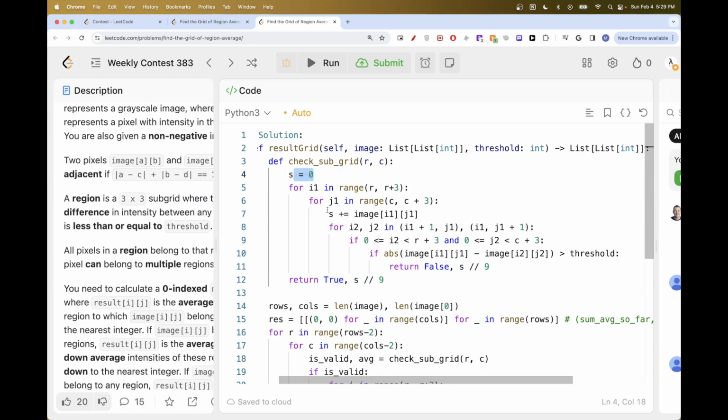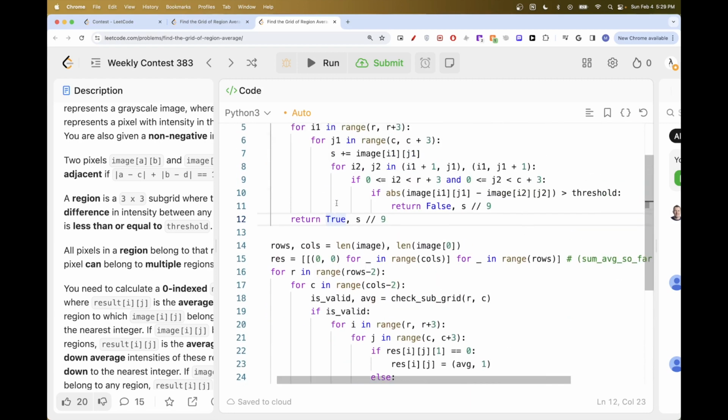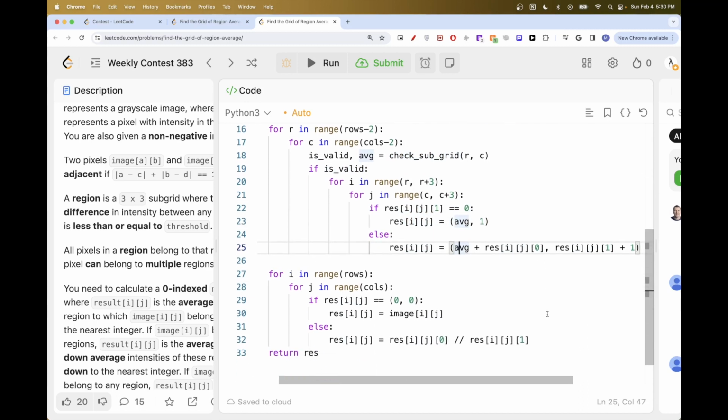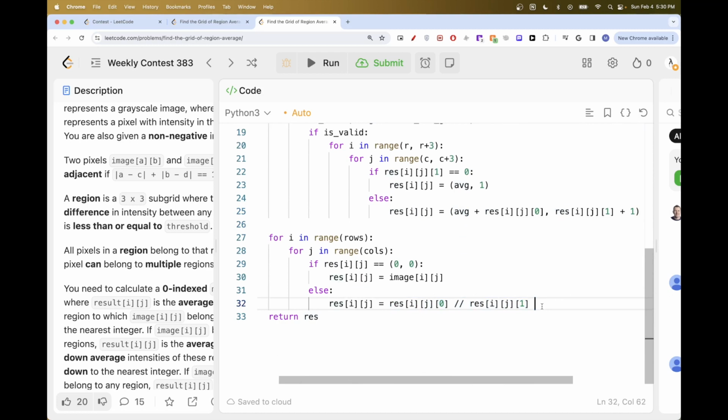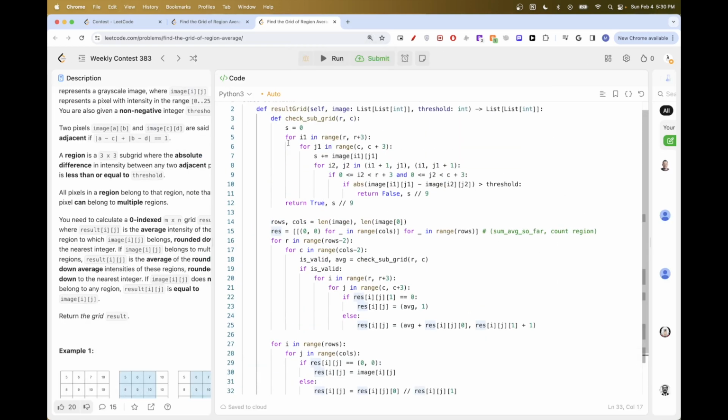We just keep track of the sum as we go through each cell, and then we divide it by 9 because we have 9 cells, and that's pretty much it, right? And so, pure brute force, we just go through every possible top left corner of a subgrid and check if it's a valid region. If it is a valid region, we keep track of it and of the number of regions that cell is part of, and then at the end we just get the actual average value and return it. Yeah, so that's pretty much it. This problem is pure brute force, but you need to be careful with your implementation.